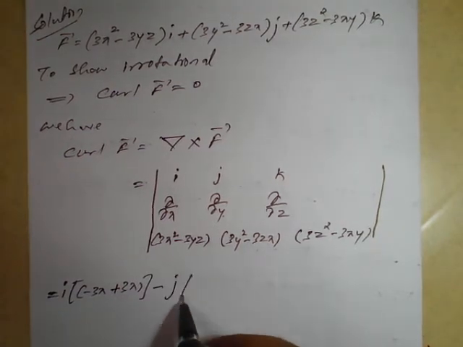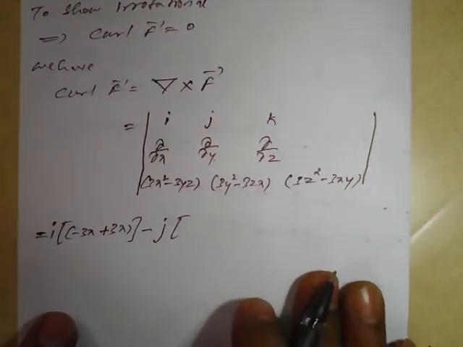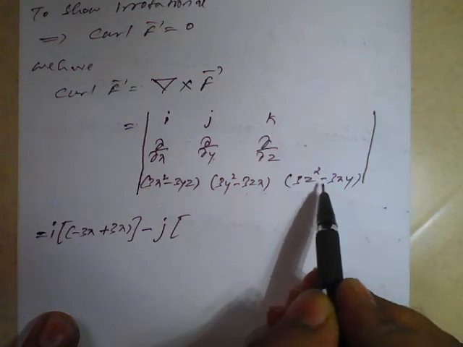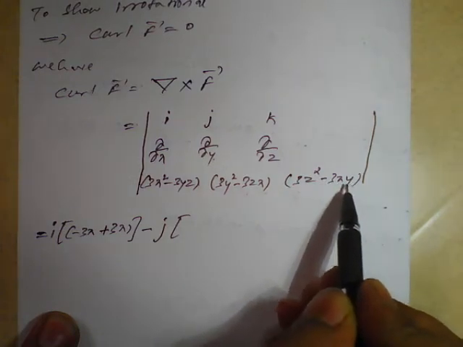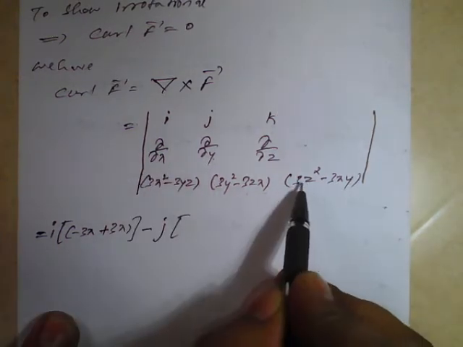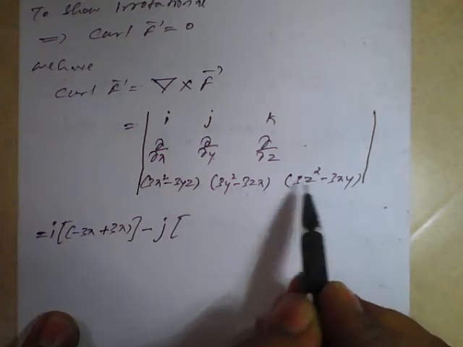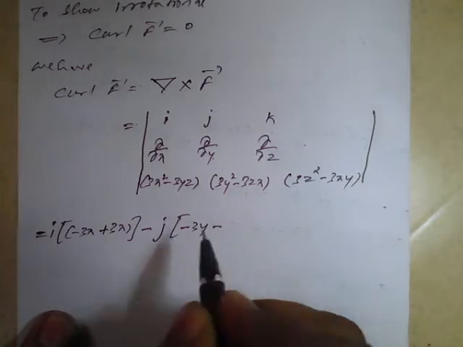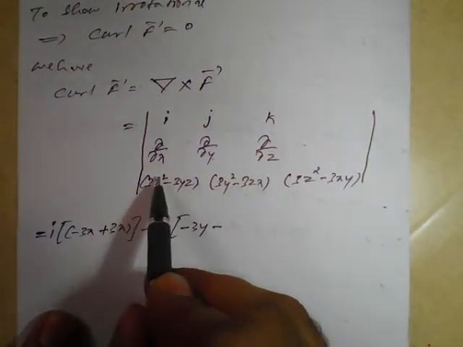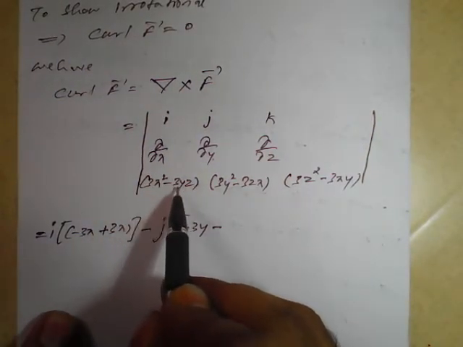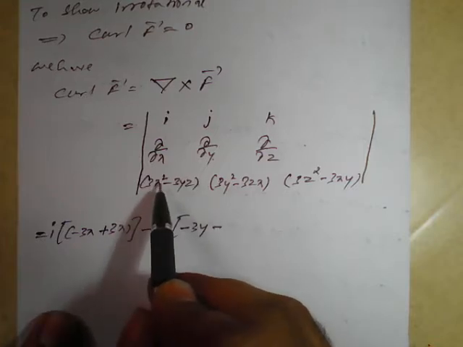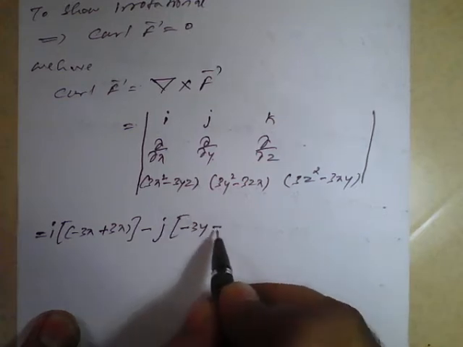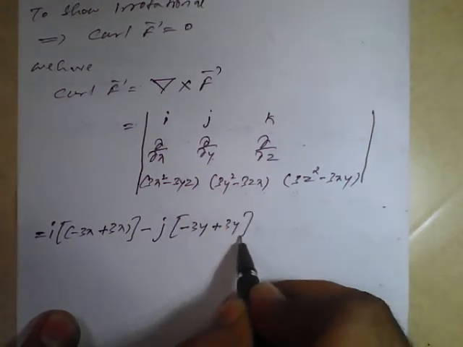Next, minus j times dou by dou x of the last bracket, that is 3z square minus 3xy. With respect to x, 3z square becomes 0, and minus 3xy becomes minus 3y. Then minus dou by dou z of the first bracket, that is 3x square minus 3yz. 3x square is 0, and minus 3yz with respect to z is minus 3y. That minus and this one will become plus 3y.